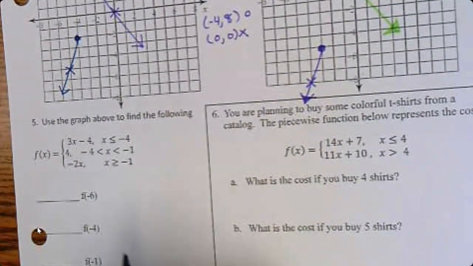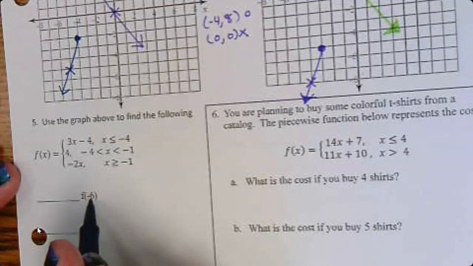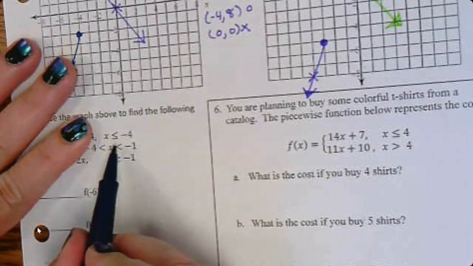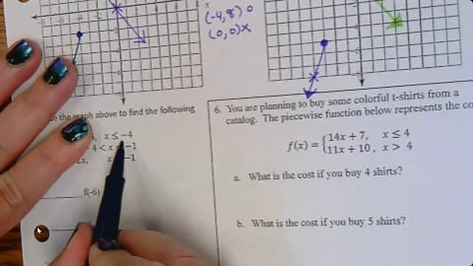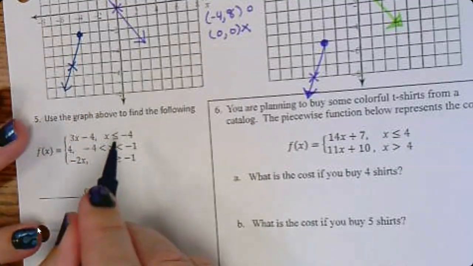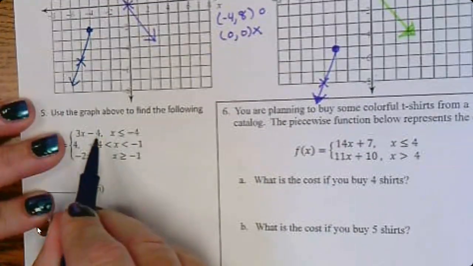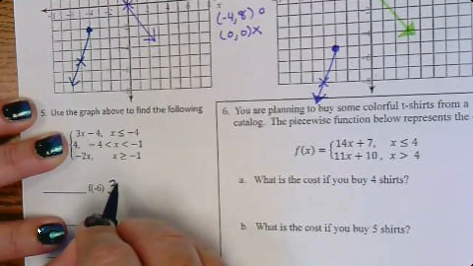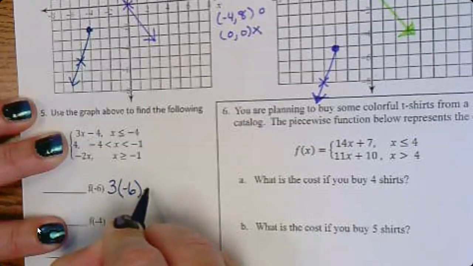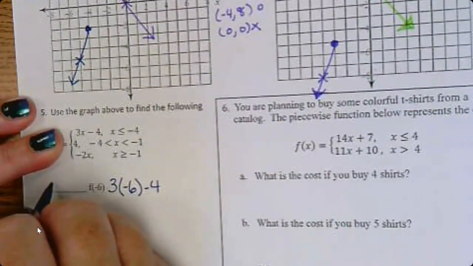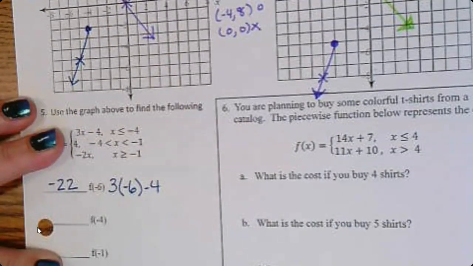Okay, so now number 5, negative 6. So you're going to look back here. Is negative 6 less than negative 4, between negative 4 and negative 1, or bigger than negative 1? If you said it is less than negative 4, you're correct. And we're going to use that equation. So we're going to plug negative 6 into that x value. So negative 18, so it'll be negative 22.